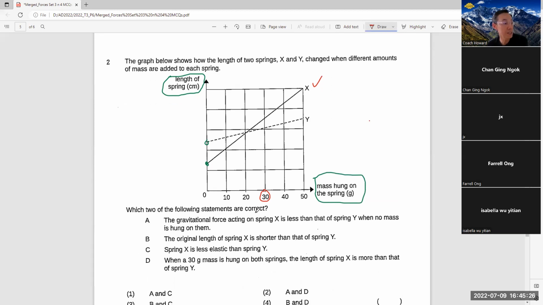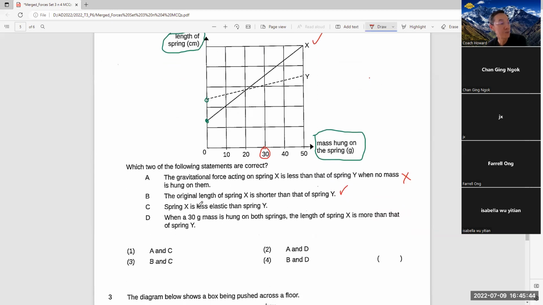So which of the following statements are correct? Gravitational force acting on spring X is less than that. This one is confirmed wrong, because I told you gravitational force is fixed, correct? The original length of spring X is shorter, which I told you is correct, right? Spring X is less elastic, so wrong, because I told you already, X is steeper, so X is more elastic. So if you know that concept, this one you straight away eliminate. You'll save your thinking time.